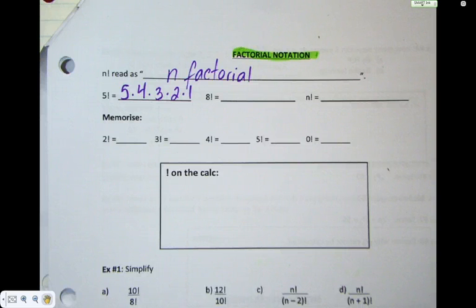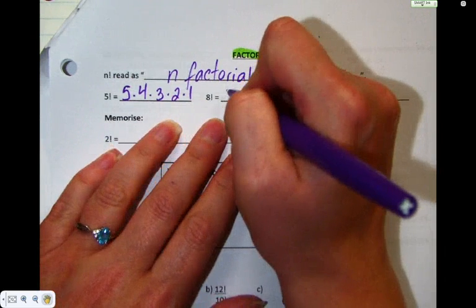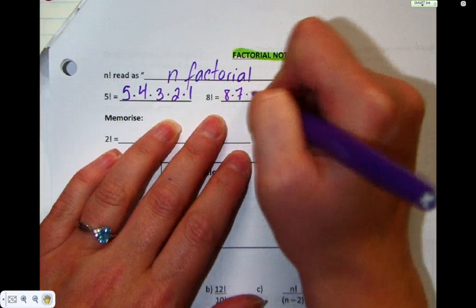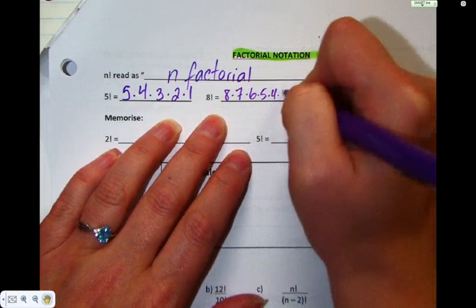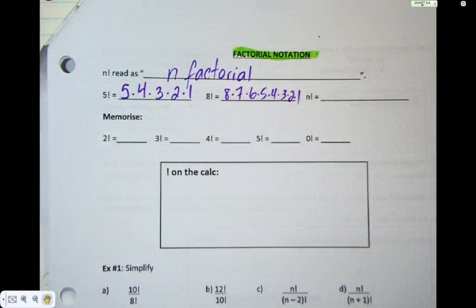What do you think 8 factorial means? Always write all of that. 8 times 7 times 6 times 5 times 4 times 3 times 2 times 1. Whew, that was a lot to write out. Well, nobody writes that out. We write 8 factorial.